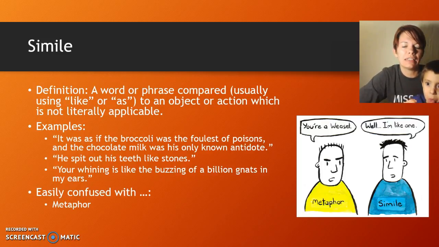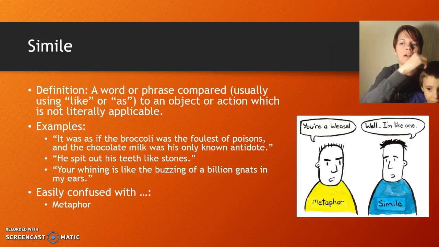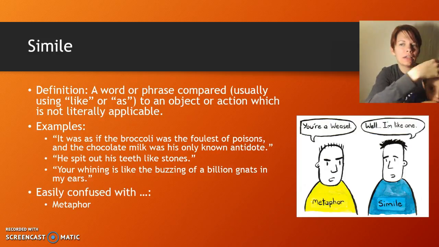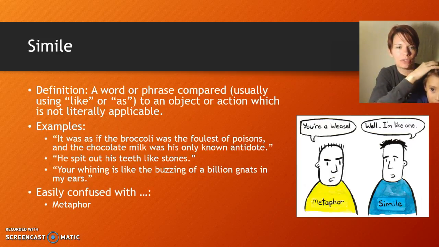He spit out his teeth like stones. Your whining is like the buzzing of a billion gnats in my ears. So each one of those is a simile. His hair is spiky like a porcupine. I'm not saying his hair is a porcupine. I'm saying his hair is like a porcupine. It is not a direct comparison. I'm comparing them, okay?